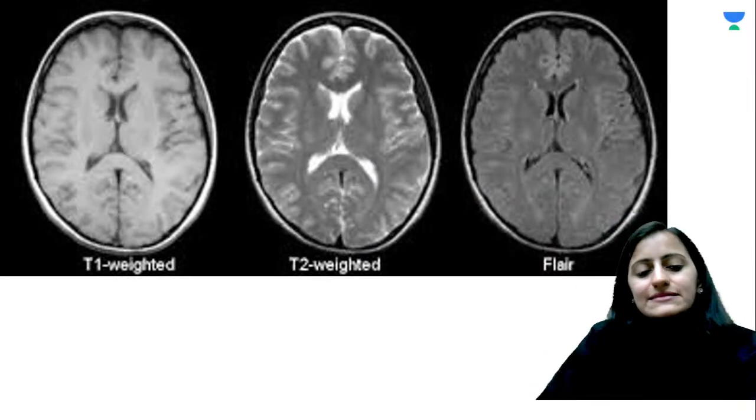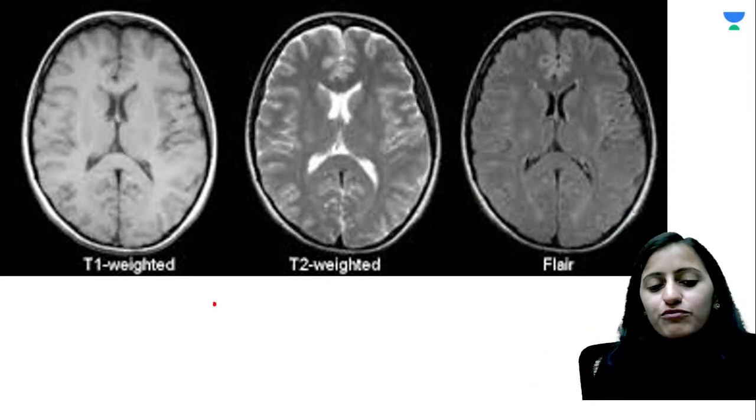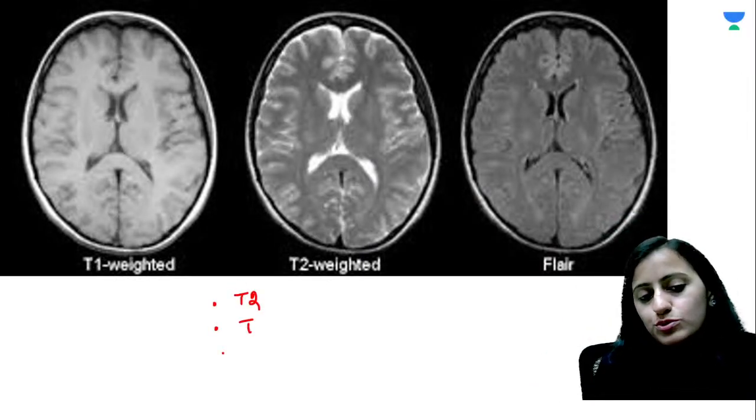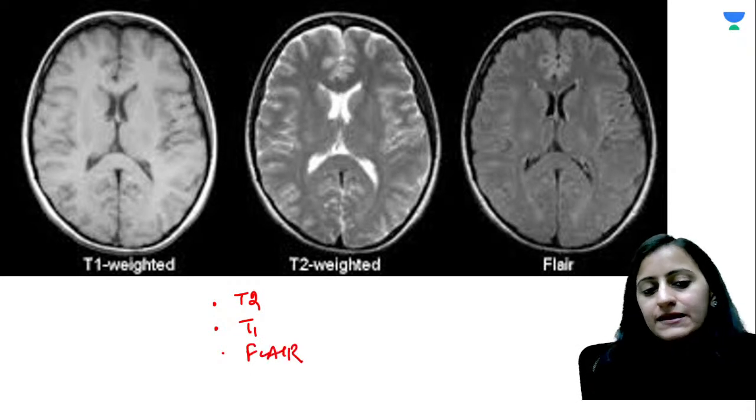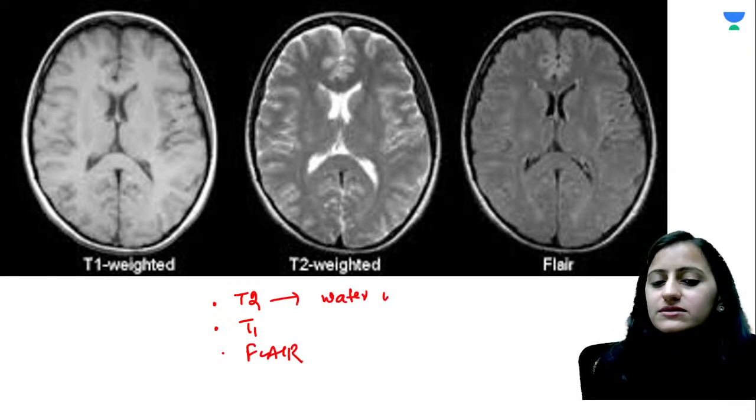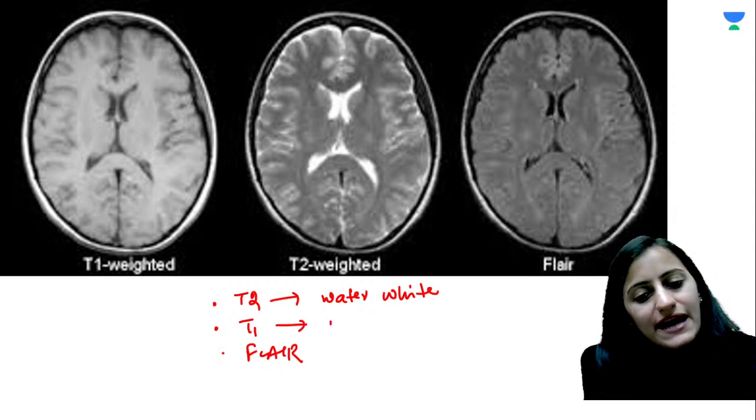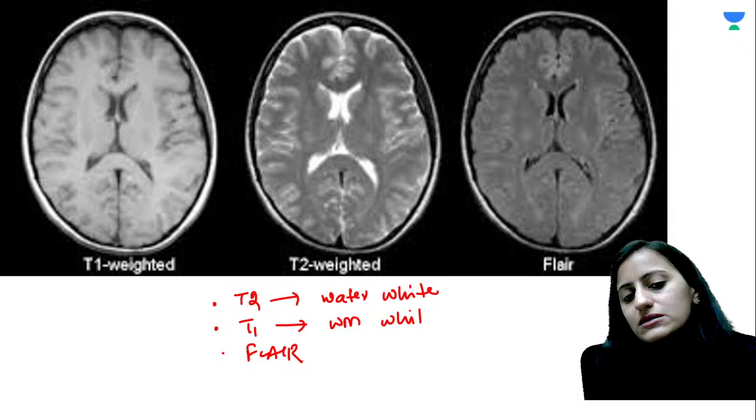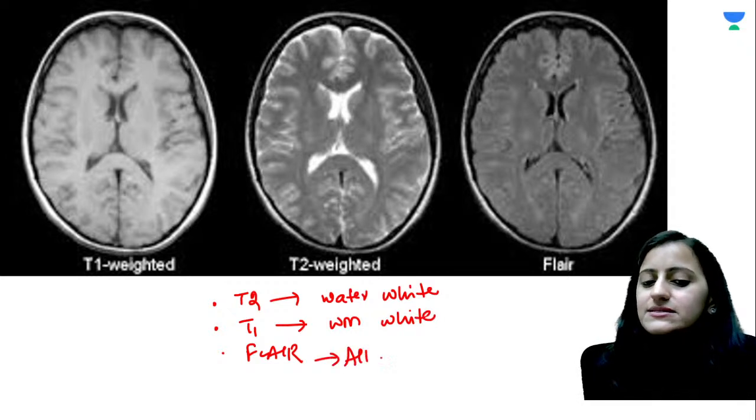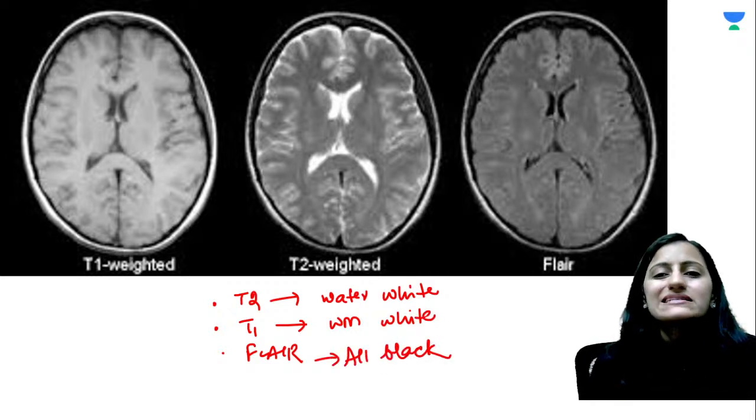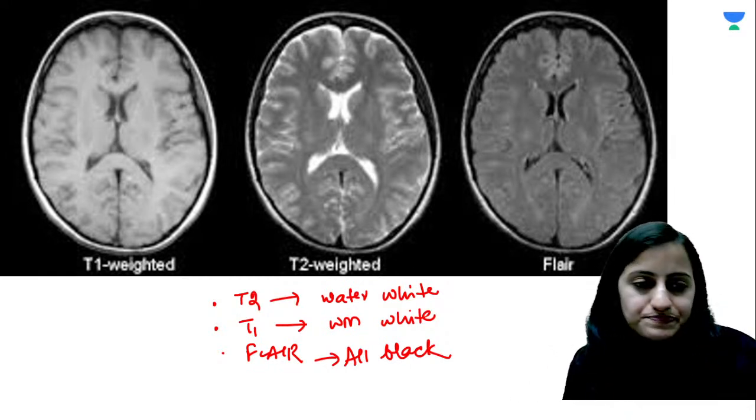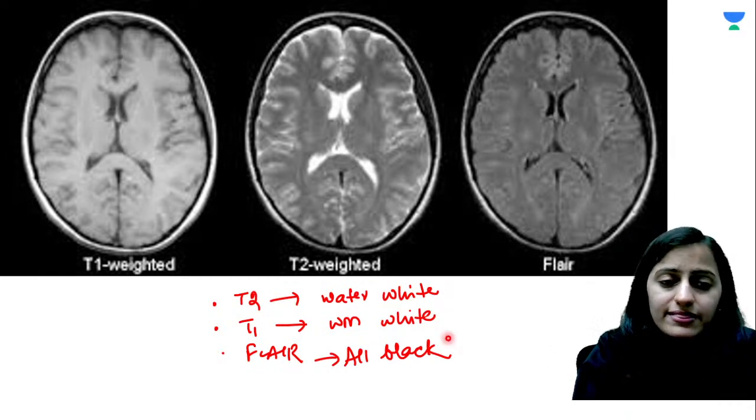So look at the sequences here. Just the crux of what we learned: T2, T1 and FLAIR. T2 is water white, right? T1, first year subject anatomy, is white matter white. FLAIR is all black. Nothing is white in FLAIR. Nothing normal.